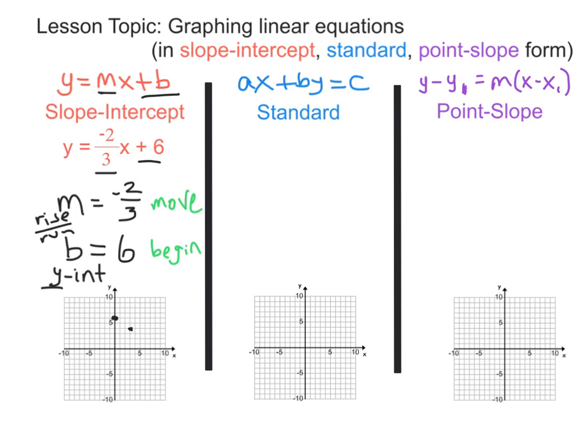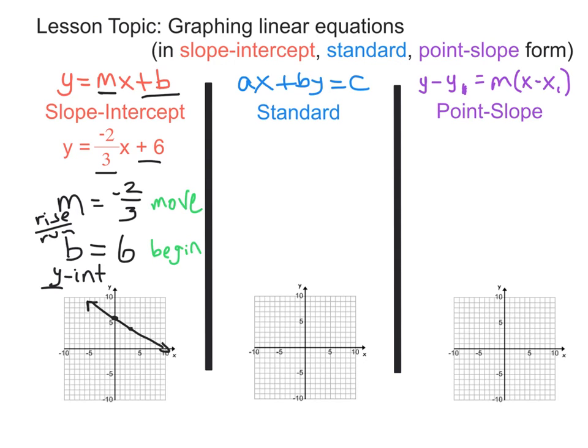So we can now draw the line that goes through both of those points, and we know that is our line. And I like to put arrows on the end showing that the line continues infinitely in both directions. All right, so that's good for now for slope-intercept form. Hopefully that looks a little familiar.